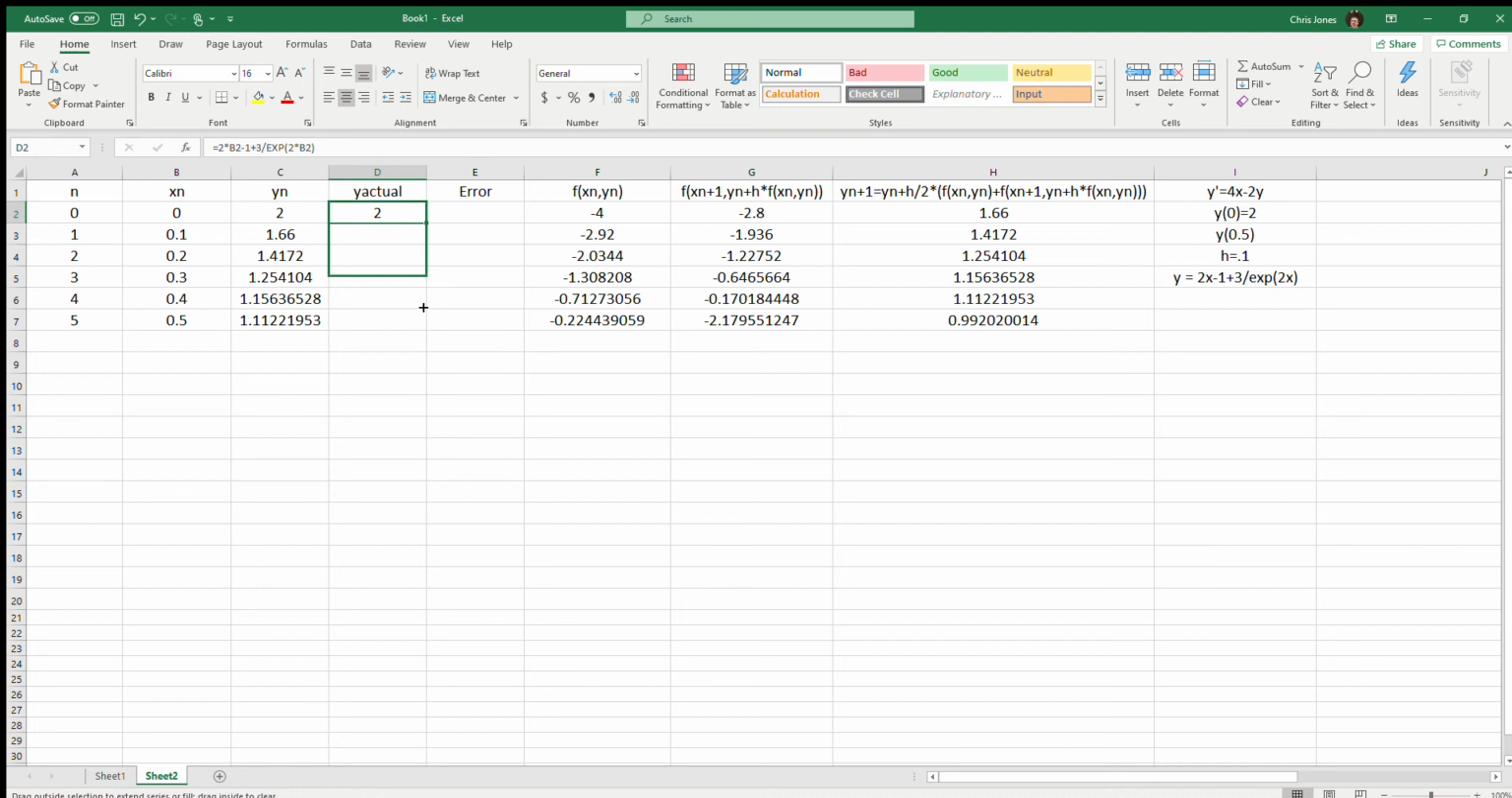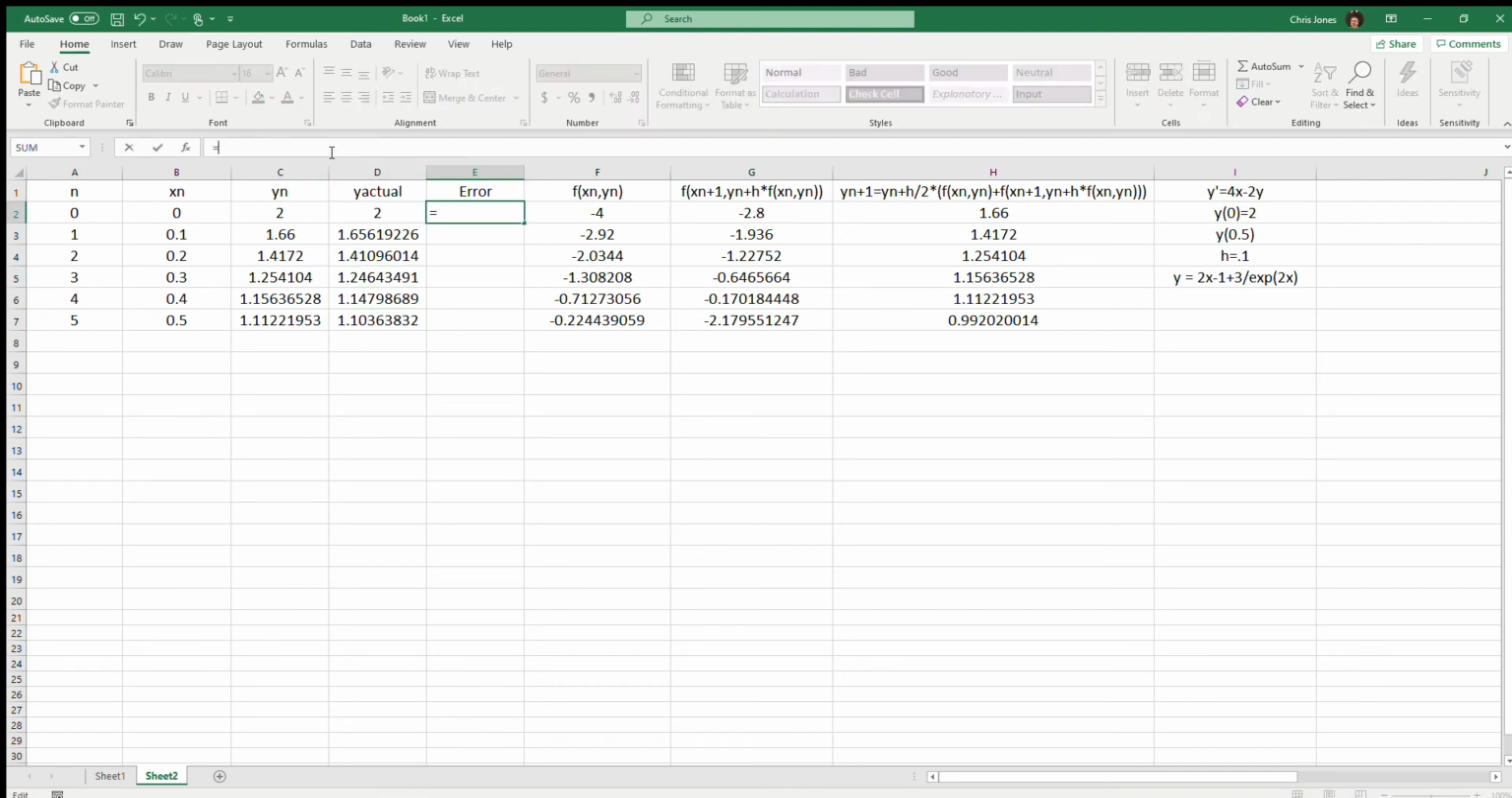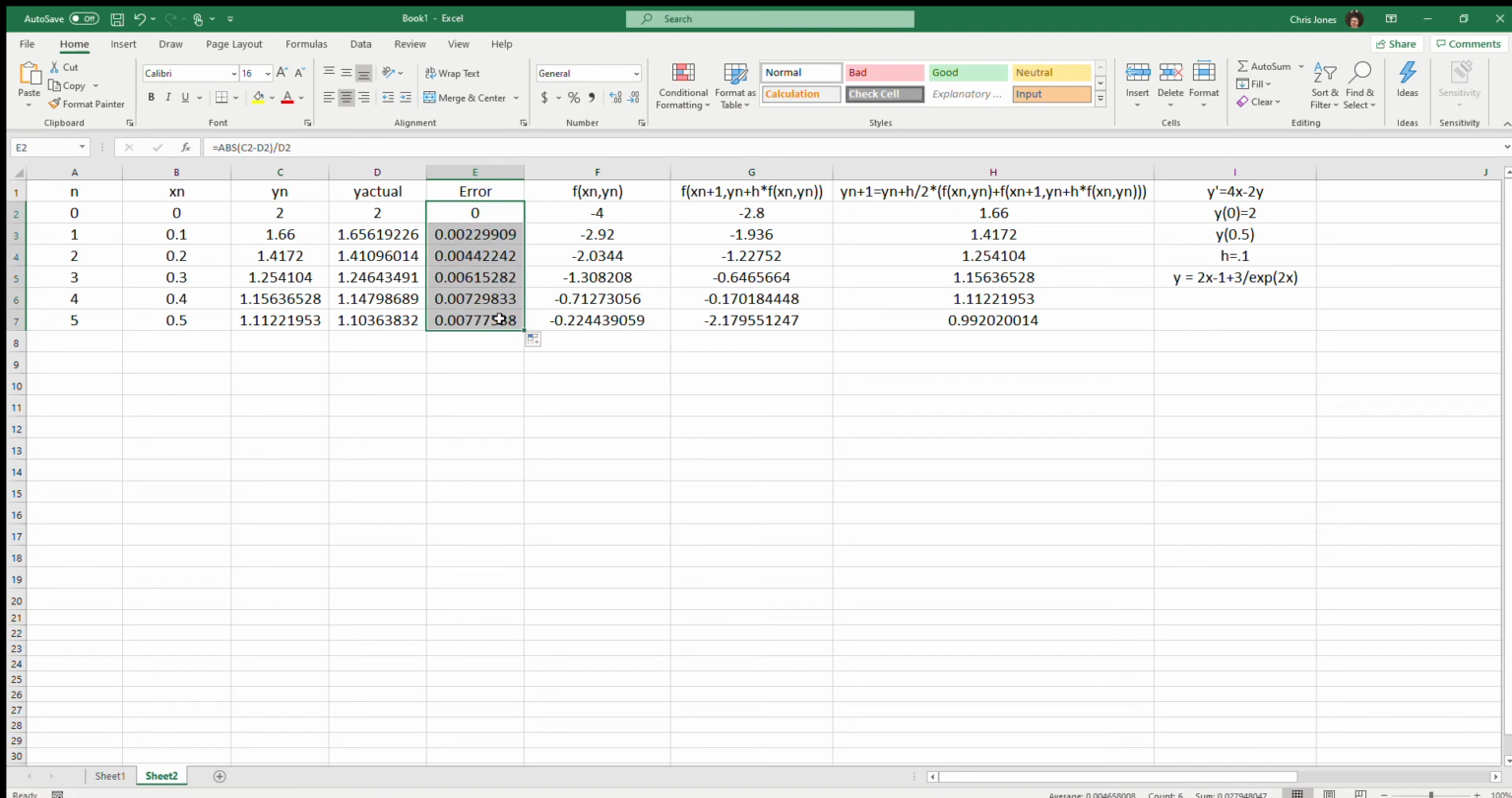We're going to drag this. And we look and these are pretty close to one another. So that's good news. Let's figure out what the error is. We can say equal absolute value. And remember your formula, it's going to be the approximate, which is yn, so in this case that's this cell, minus the actual, divided by the actual. Now the first one should have 0 error, obviously, because the model predicts it exactly. And then as we drag along, you'll notice that the error is extremely small.